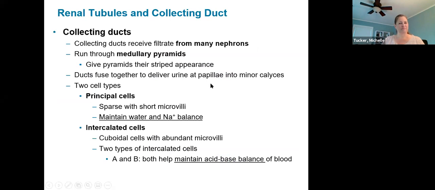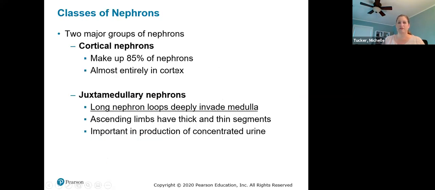We'll talk about the differences in cell types more when we get to acid-base balance and fluid balance. We'll mention them very briefly today. There are 2 types of nephrons. So which ones do you find where? The cortical nephrons are almost entirely in the cortex. The juxtamedullary ones have long nephron loops that invade the medulla. They are going to be important in producing a more concentrated urine.